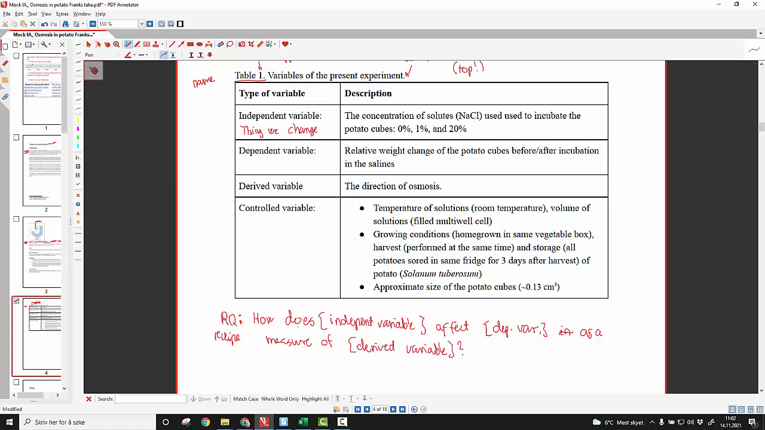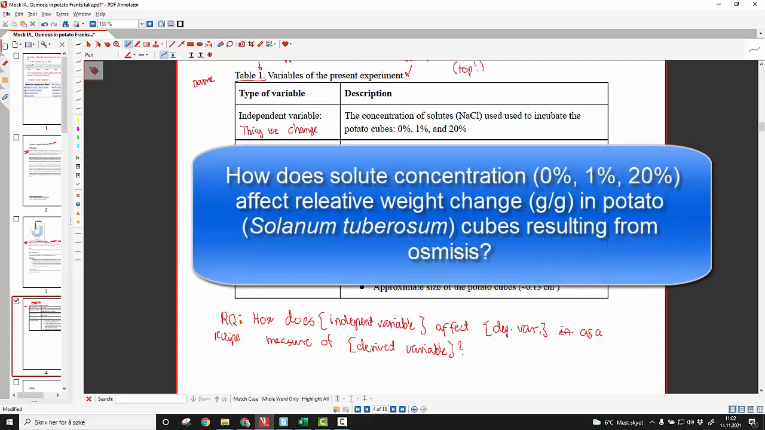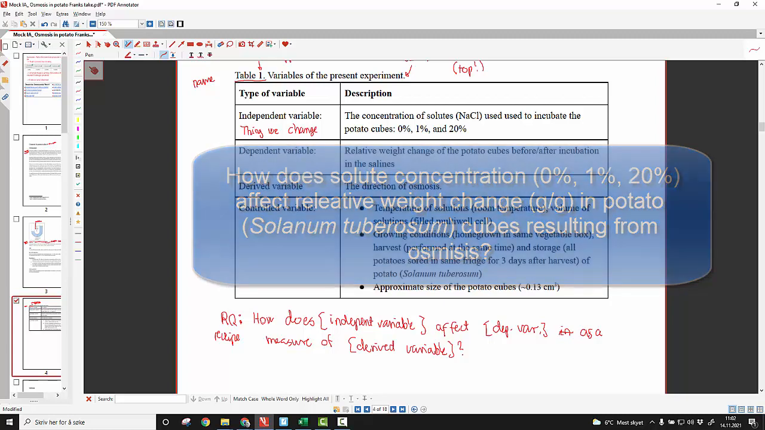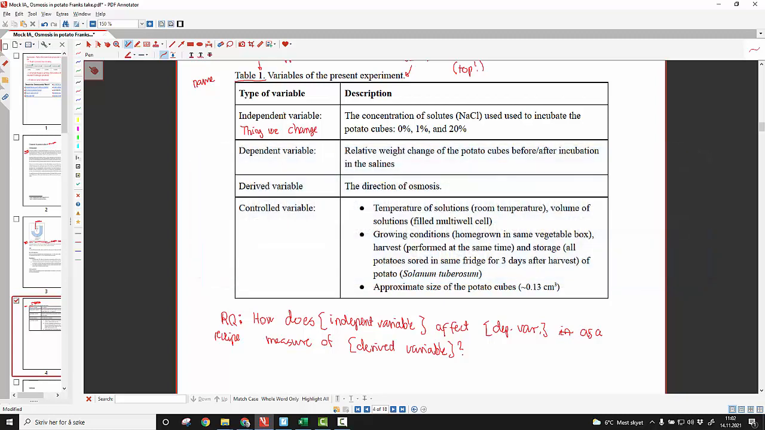So if I did this directly, it would be: how does saline concentration (0-20%) affect relative weight change as a measure of the direction of osmosis, for example. That would be a great RQ. And do you see how simple it was? Just by making the variable table first and then the RQ.